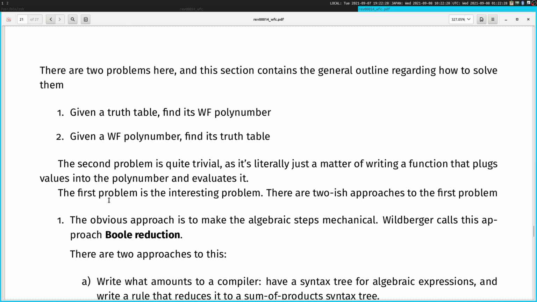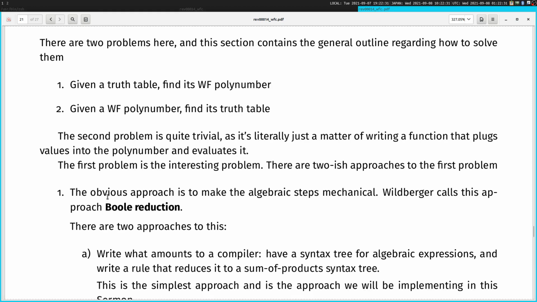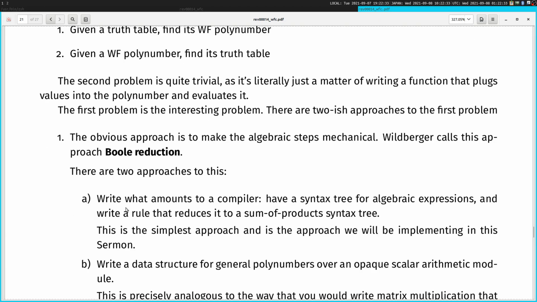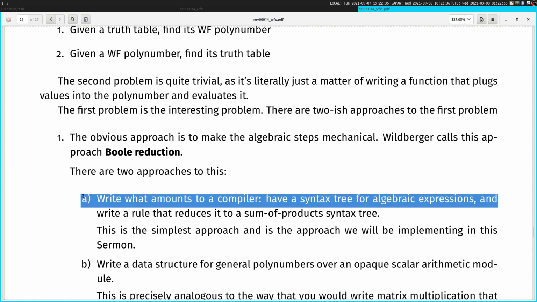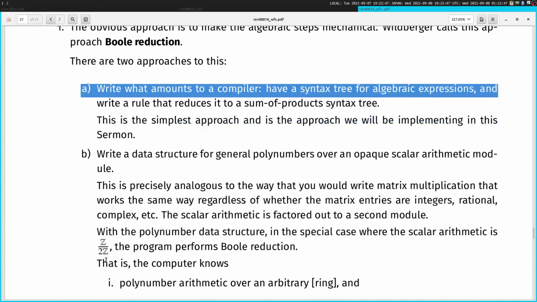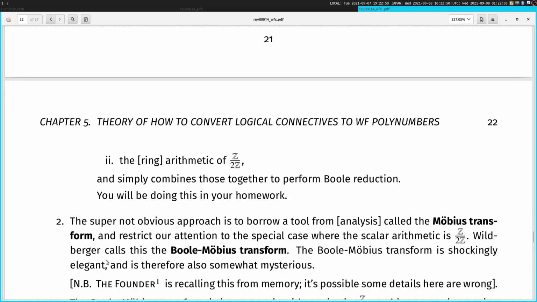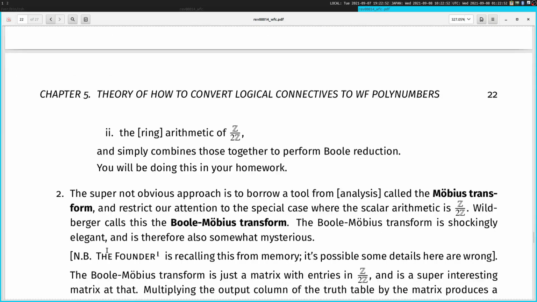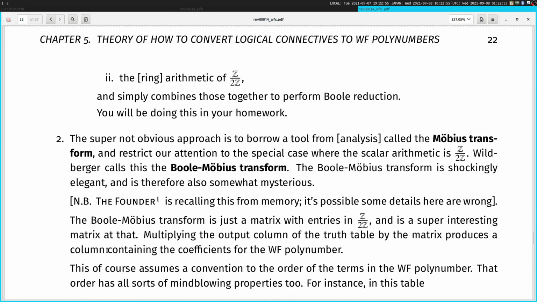The first problem has two-ish approaches, which is Boolean reduction. So either Boolean reduction, basically a compiler, where you write a syntax tree for the algebraic expressions and then a rule that reduces it to a sum of products. That's the way that WFC works. You could also try a data structure for general polynomials, but that's maybe not easy. Then there's a super not obvious approach, which Wildberger talks about.